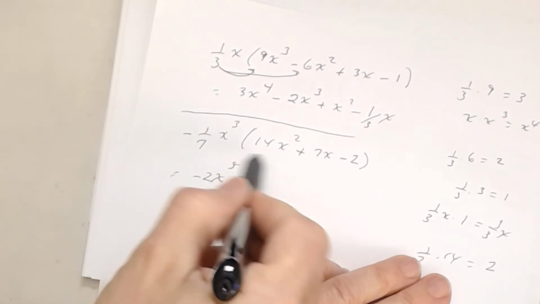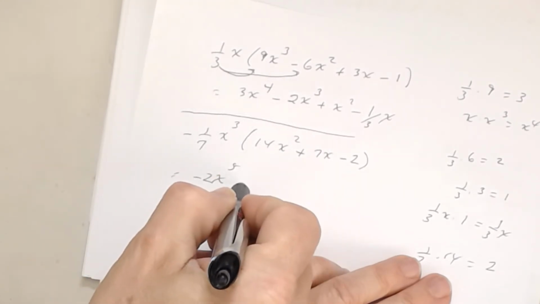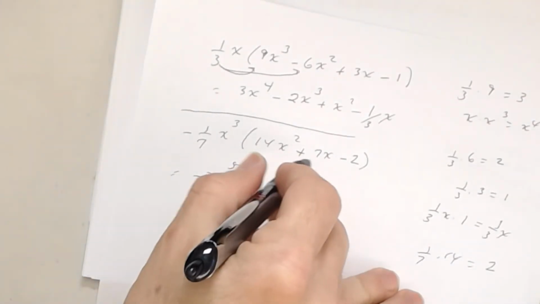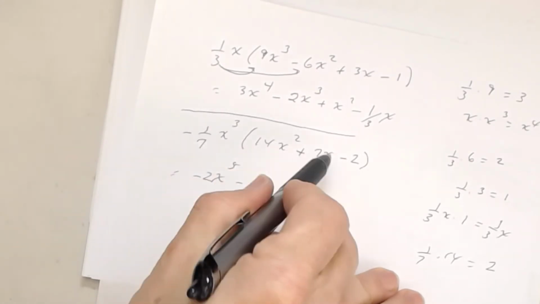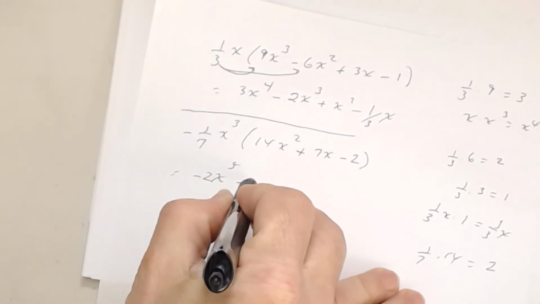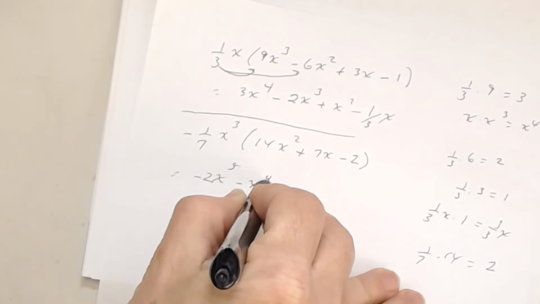All right. A negative times a positive is a negative. Now what's the 7th of 7? And what's x cubed times x? X to the 4th. So minus 1x to the 4th.